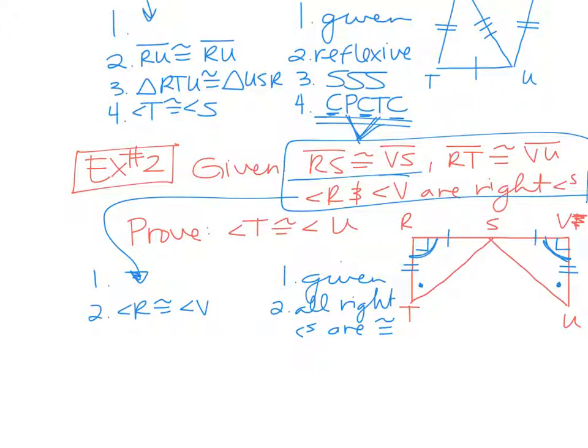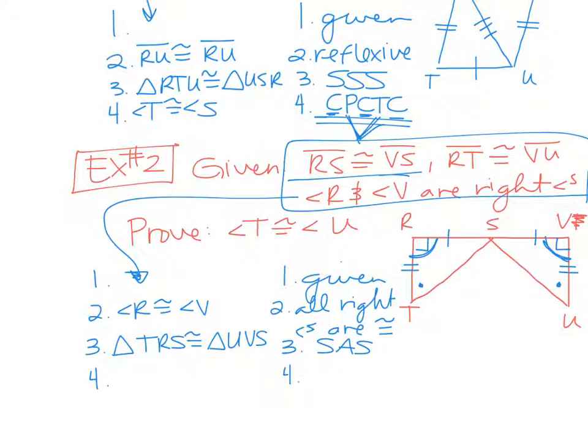Now what do you see in your picture? Look at your markings. What is it showing you? Side angle, side, right? SAS. So we're going to say, if I say triangle TRS, what triangle has to be the second one? UVS. You got to match up the corresponding parts. Okay, the reason being it's side angle, side.